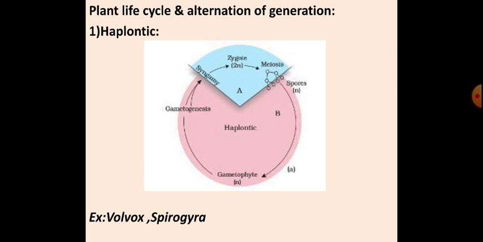So examples are Volvox, Spirogyra, and some species of Chlamydomonas. I have already shown the pictures in the algae. So Volvox and Chlamydomonas undergo this type of life cycle, the haplontic life cycle.